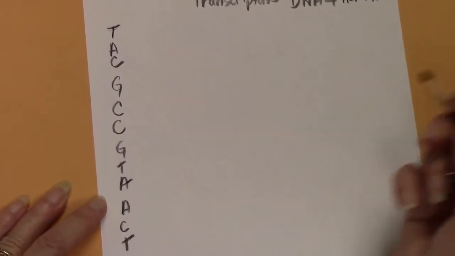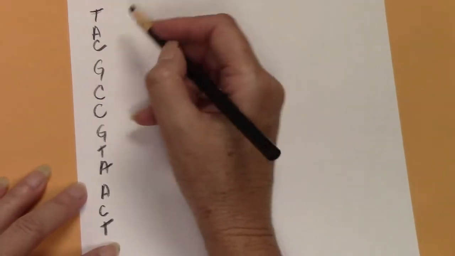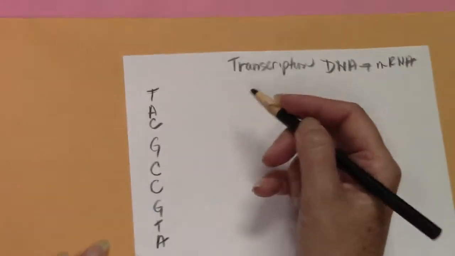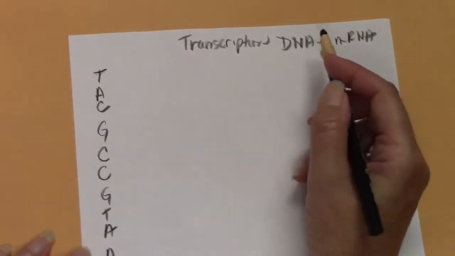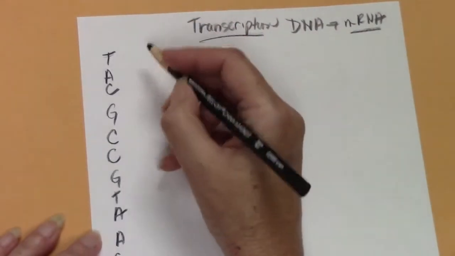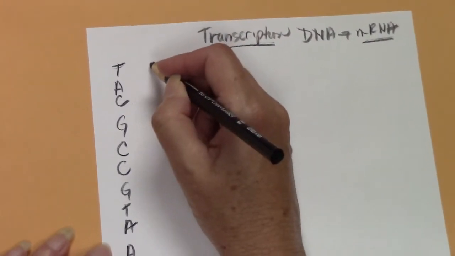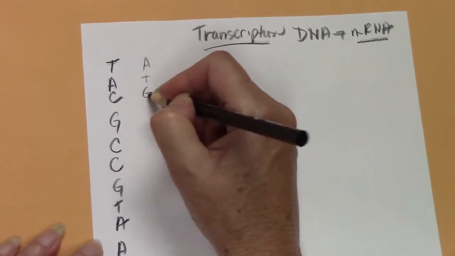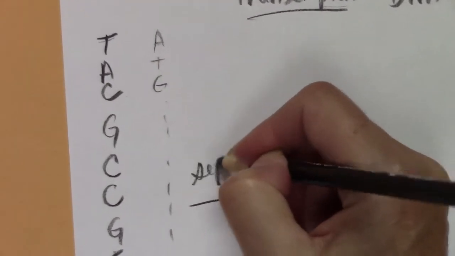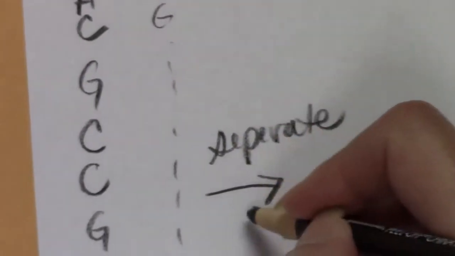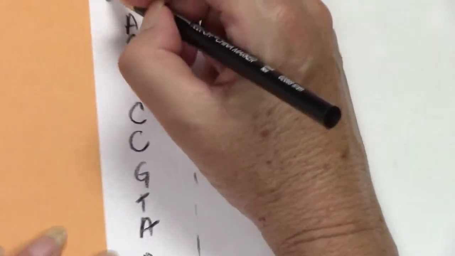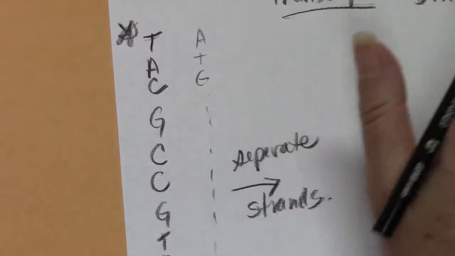ACT. Now, if we were looking at the DNA strand, again, we would always do the same thing we did with replication. We would separate the strands. When you're making the messenger RNA, again, here's your other strand, your ATG, and so on. The first thing you do is separate the strands again. But what's important is that only one side is going to be transcribed. The other side, nothing's happening with that one.